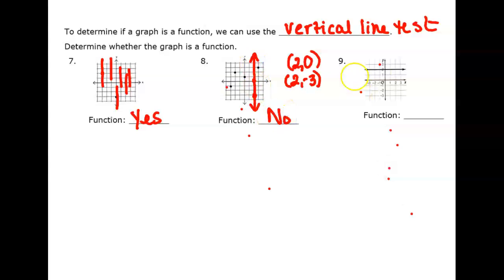Number 9, you've got a line, and a line is made up of an infinite number of points, but the points are right next to each other, so it doesn't matter if I drew a vertical line, I'd never go through more than one point. So a horizontal line is a function. But that's going to be different than a vertical line.